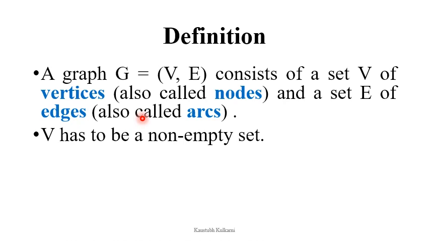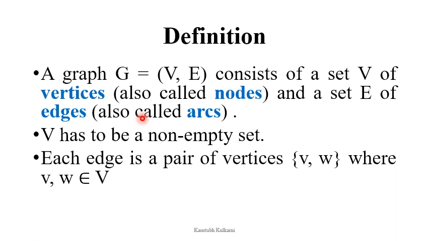Now V has to be a non-empty set. In a graph, it can be possible that there are some vertices, but there are no edges connecting those vertices. Such a graph will be called an empty graph or null graph. But vertices should be there. So V has to be a non-empty set.